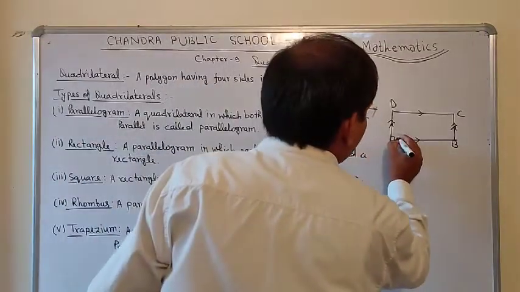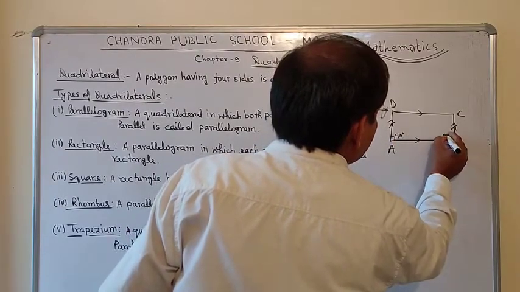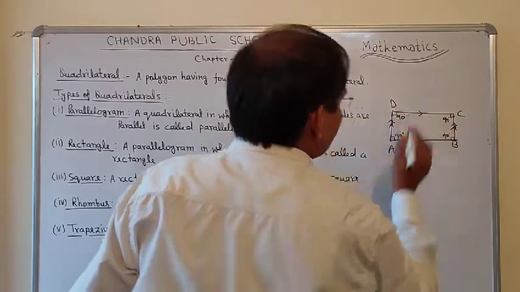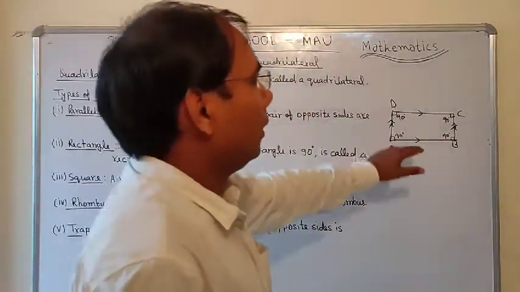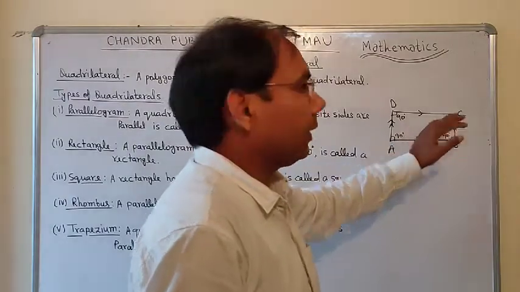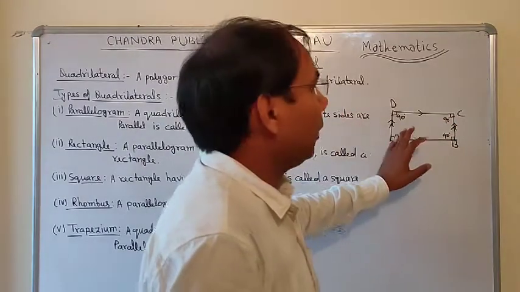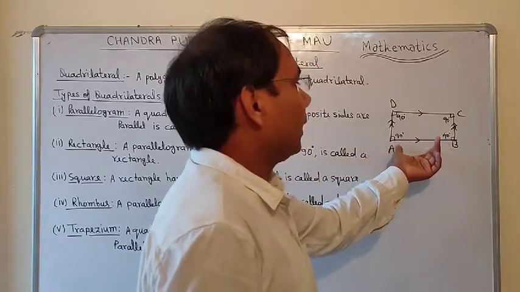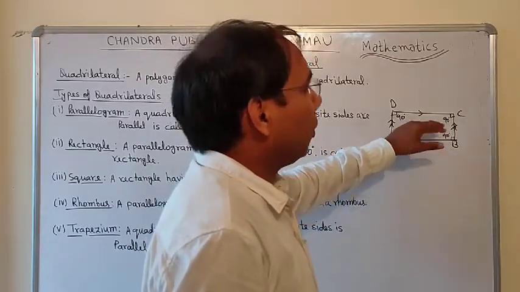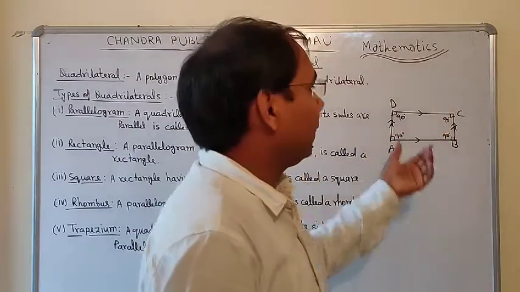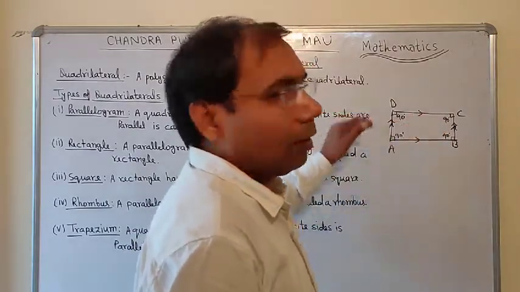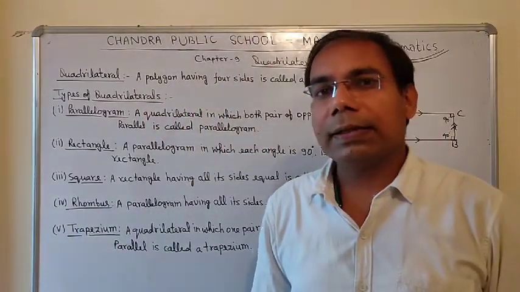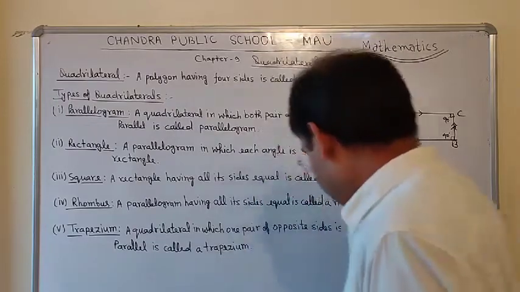It means here if all these angles will be 90 degree, then this parallelogram is called a rectangle. So rectangle is a parallelogram in which each and every angle is 90 degree. It means rectangle is going to follow all the property of the parallelogram, and there is only one difference between rectangle and parallelogram. In the rectangle each and every angle will be 90 degree.